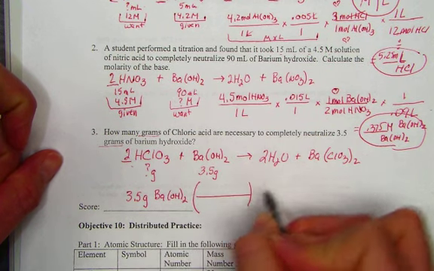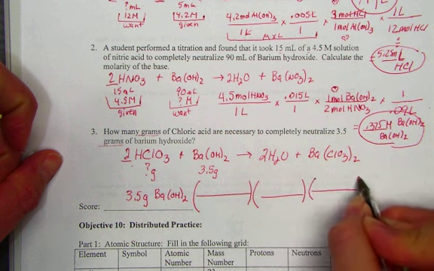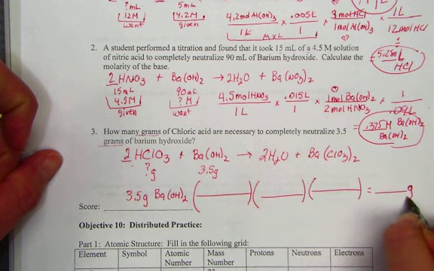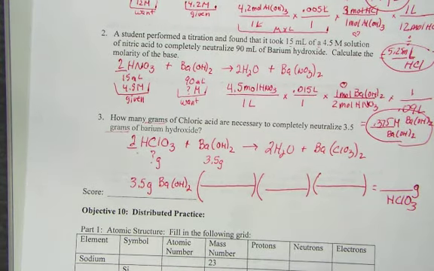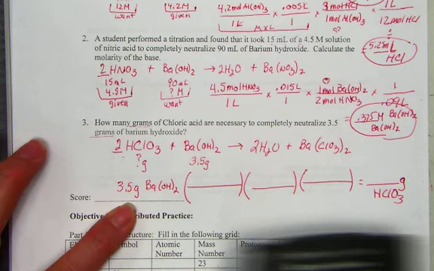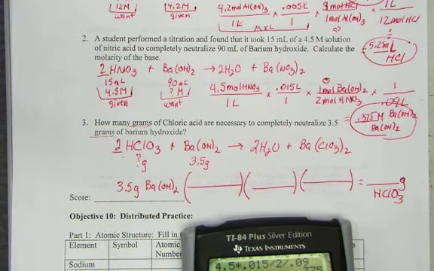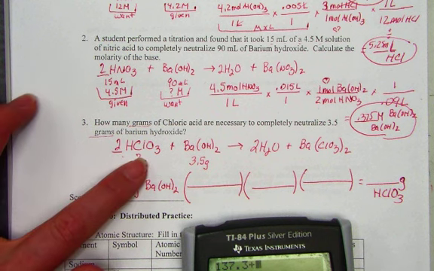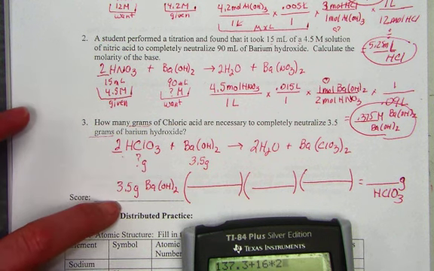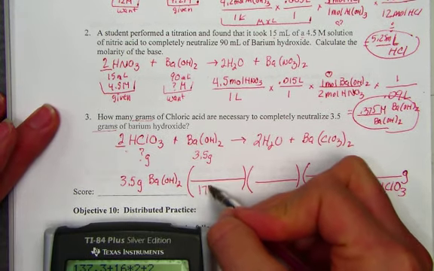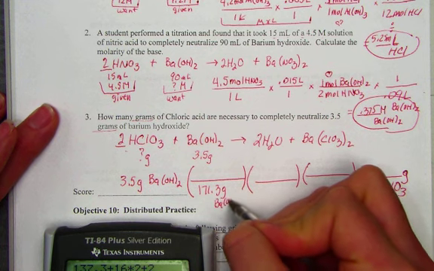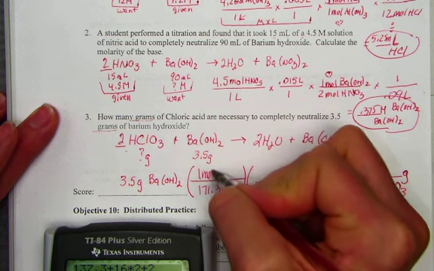I like to get my conversion parentheses ready so I can see my target. We'd like to get to grams of our acid, HClO3. So we need a molar mass. Let me do that for us. Barium, 137.3 on the barium, plus 16 times 2 for the oxygen and 2 more for the hydrogen. Looks like our base has a molar mass of 171.3 grams in every 1 mole.